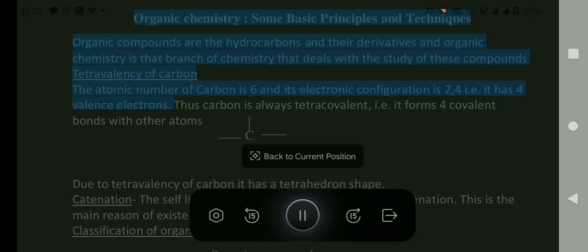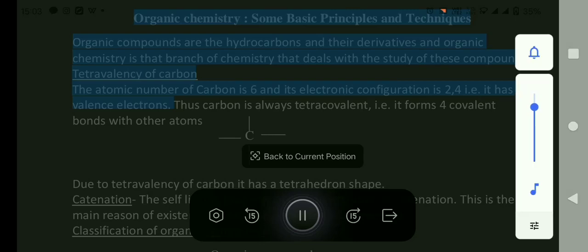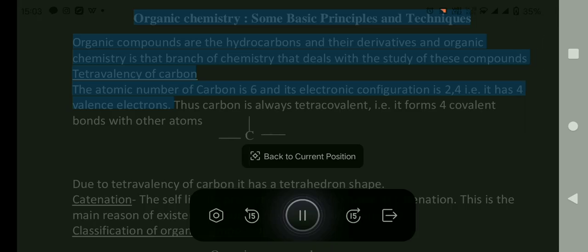Chapter 12 Organic Chemistry: Some basic principles and techniques. Organic compounds are the hydrocarbons and their derivatives, and organic chemistry is the branch of chemistry that deals with the study of these compounds.